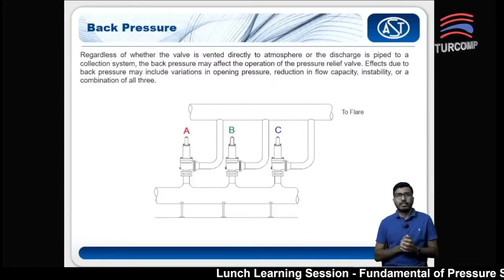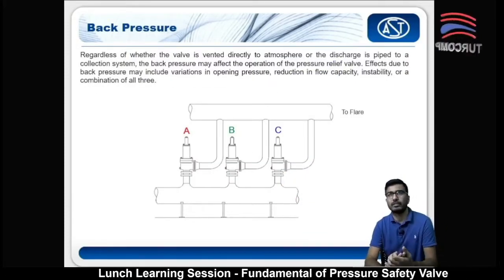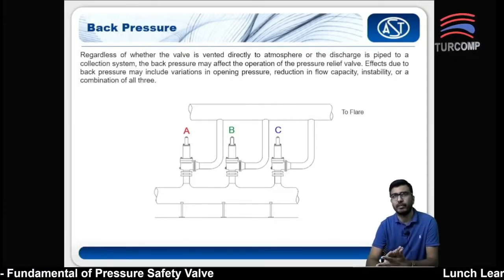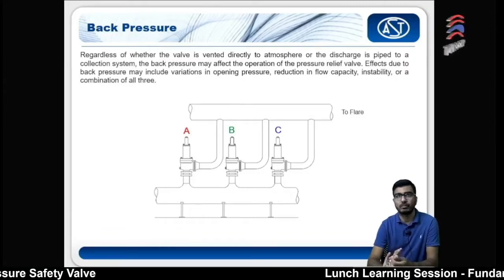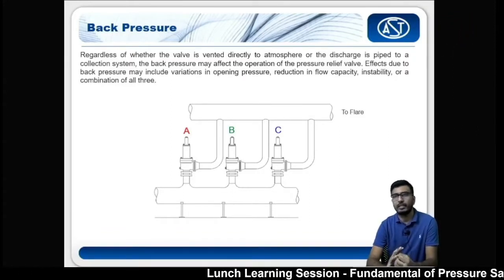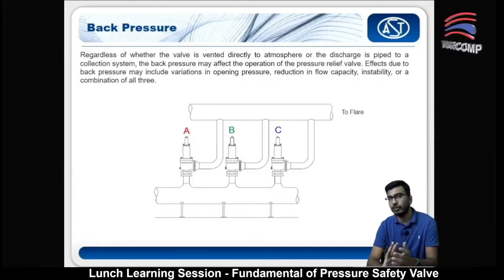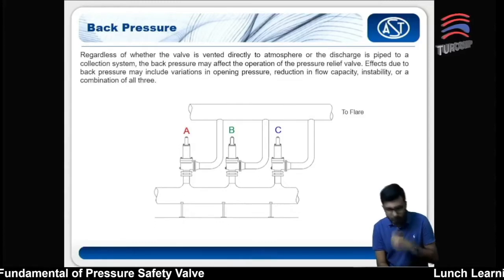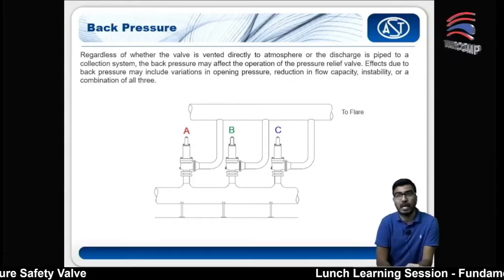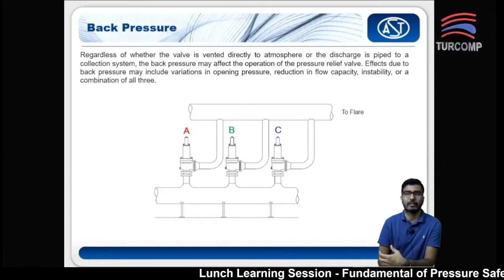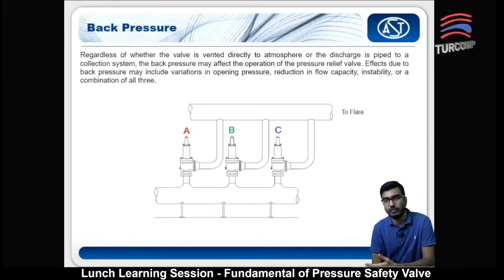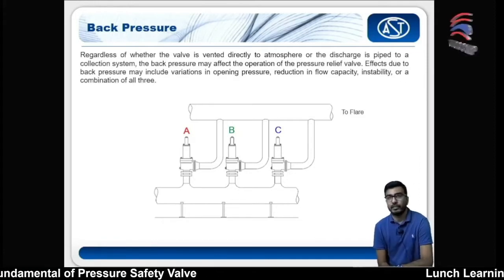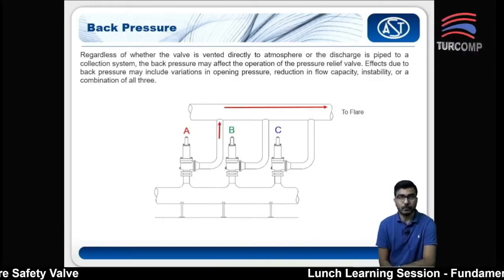So regardless of whether the valve is vented directly to atmosphere or the discharge is piped into a collection system, the back pressure may affect the operation of every valve. So whatever it is, you must make sure that your back pressure is properly sized, especially if you want to use a conventional type. This is the number one thing that you really need to have. It's good to use a slightly higher assumption of back pressure when you size, so that you can design for back pressure and have no worries over time. So these are some of the things that you will need to look at.